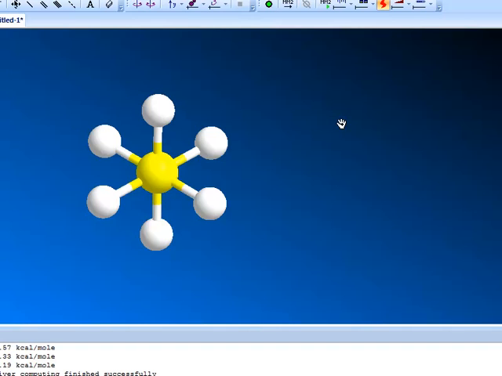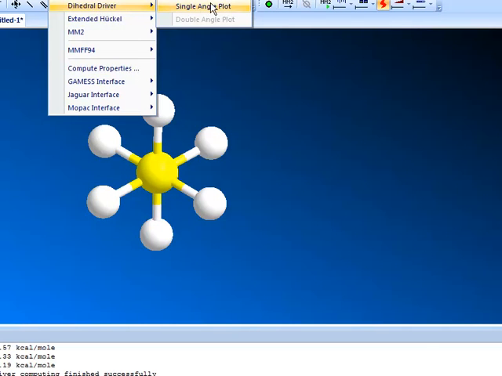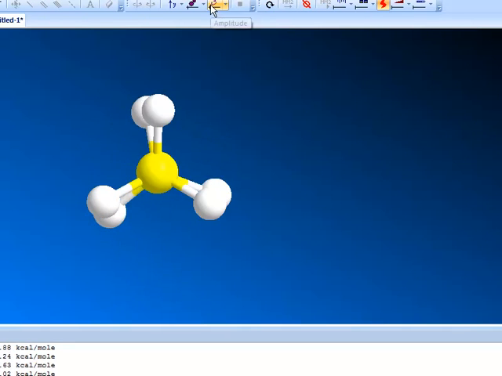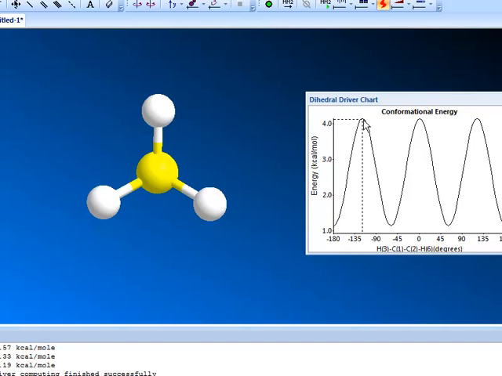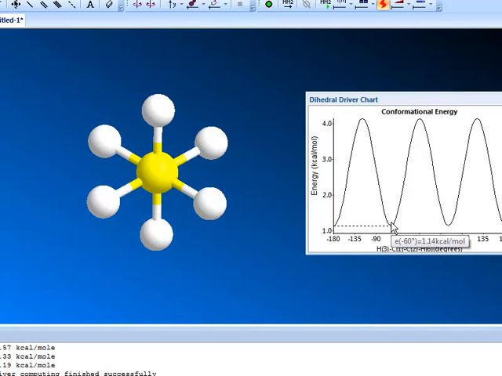We can do this again by looking at the molecule from a Newman depiction perspective, and we now see that if we go to Calculations, Dihedral Driver, Single Angle Plot, one of the carbons will move relative to the other, and we'll see different conformations. So in this case, the back carbon has moved relative to the front carbon, and as we plot our way through 360 degrees, we see the least stable conformations are when all of the atoms are eclipsing, and the most stable conformations are when all of the atoms are actually not interacting.